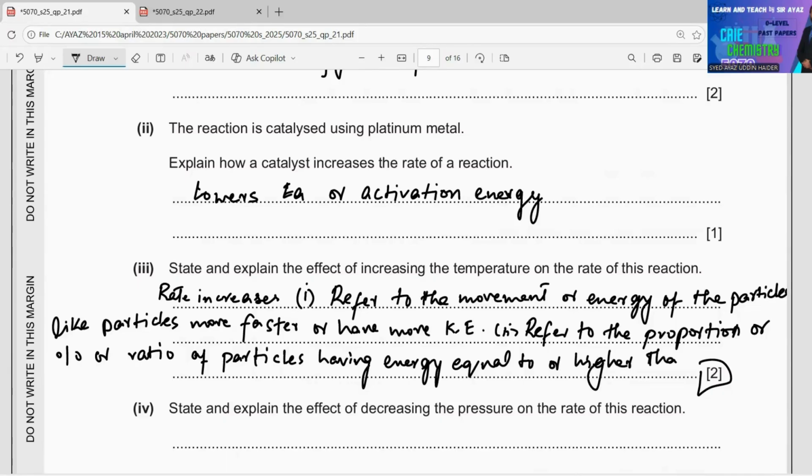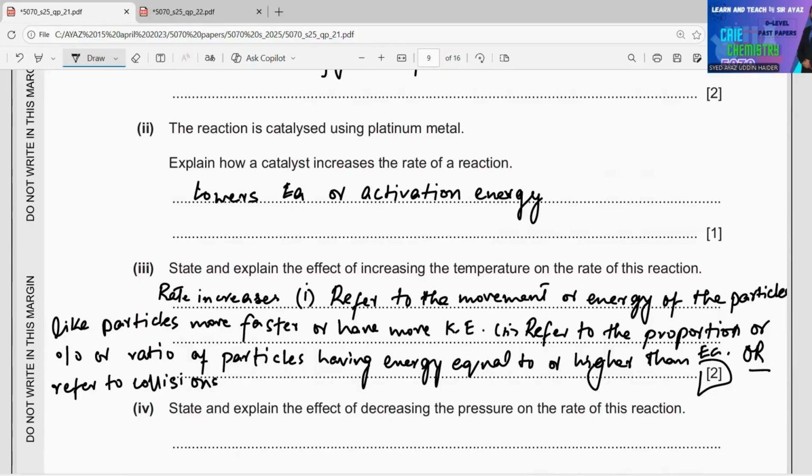Higher than activation energy, which is EA. Like how you are going to write? Higher number of particles, higher proportion of particles, higher ratio of particles have energy equal to or higher than EA. You can write 2 of these statements, or you can write one of these and this one also. In terms of collisions, or refer to collisions.